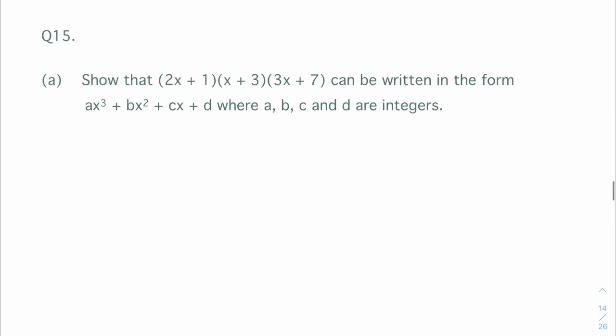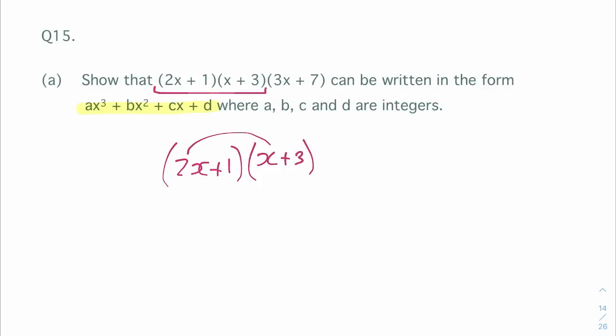So this question here, we've got expanding a triple bracket. It says show that it can be written in the form ax cubed plus bx squared plus cx plus d. So we want to go about expanding this. I'm going to pick the first two brackets to start with, 2x plus 1 multiplied by x plus 3. But of course you can pick any two of these brackets.